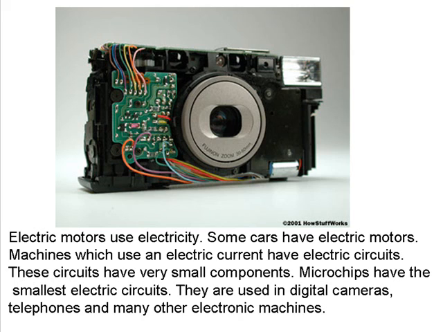Electric motors use electricity. Some cars have electric motors. Machines which use an electric current have electric circuits. These circuits have very small components. Microchips have the smallest electric circuits. They are used in digital cameras, telephones, and many other electronic machines.